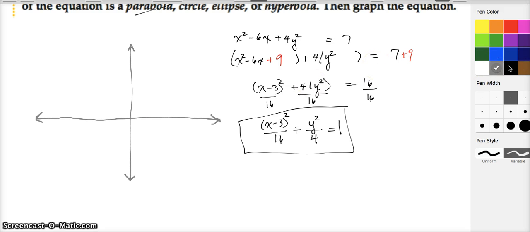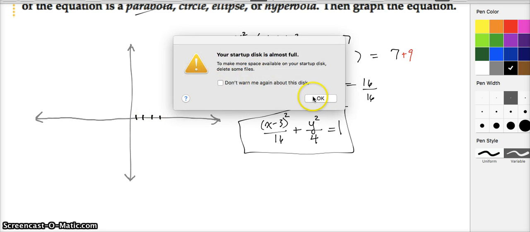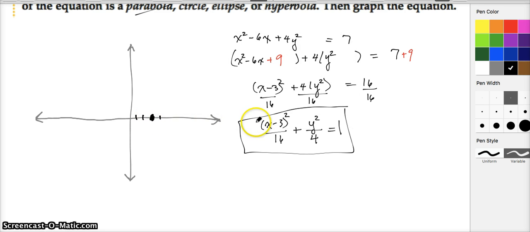So here's my X and Y axes. I'm going to start with the center of the ellipse, which is going to be at (3, 0). So that's going to be at 1, 2, 3, 0. So here's my center. Now my major axis, this is a squared. So my major axis will be 4 points in each direction, 4 points this way and 4 points that way. So this is also horizontally oriented because of that X. So 1, 2, 3, 4, and then 1, 2, 3, 4 back here. So I've got that part.